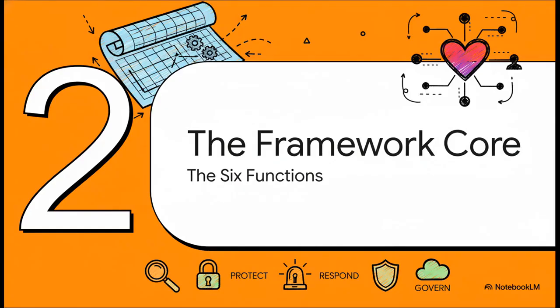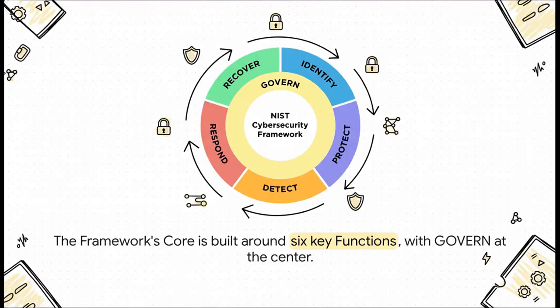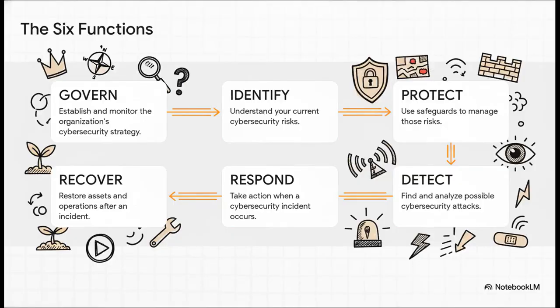Okay, so how is this fitness plan actually put together? Let's pop the hood and take a look at the framework core. These are the 6 key functions that make the whole thing tick. So the entire framework, and I mean everything, is built around these 6 key functions. You can see them here in this continuous cycle. And notice how govern is sitting right there in the middle? That's not an accident. That's the strategic engine that drives every other activity. Let's just walk through it real quick. It makes a ton of sense.